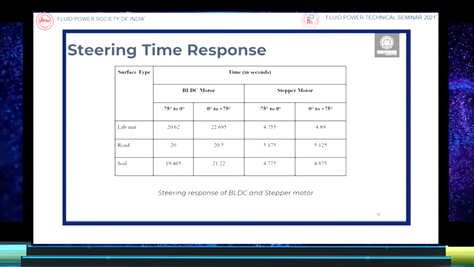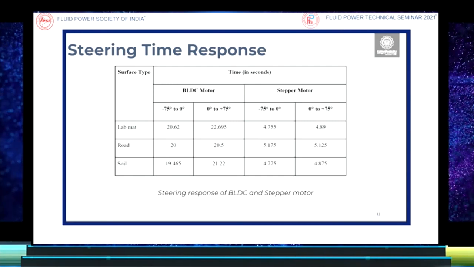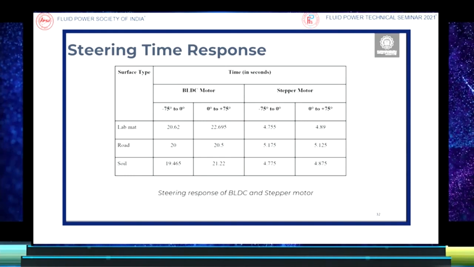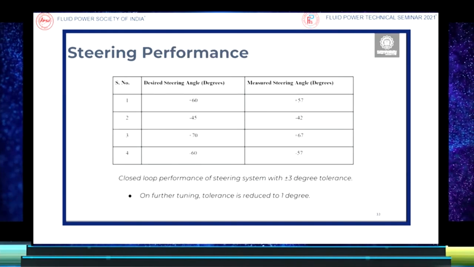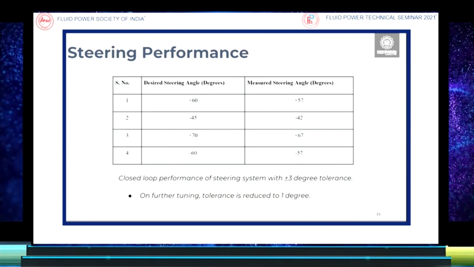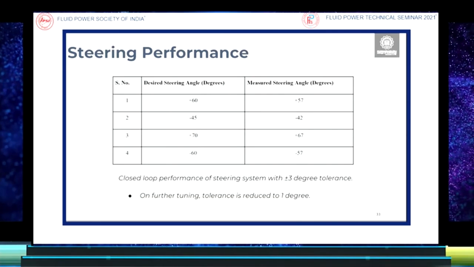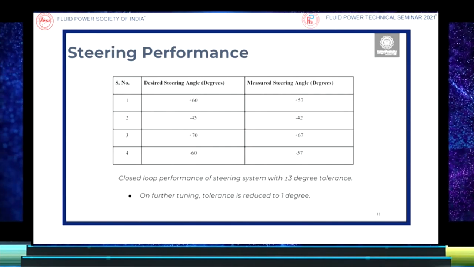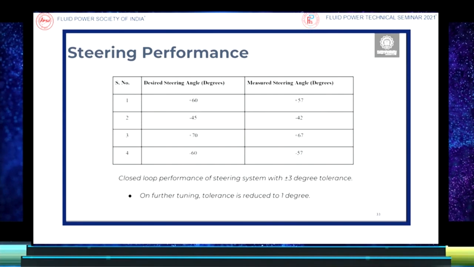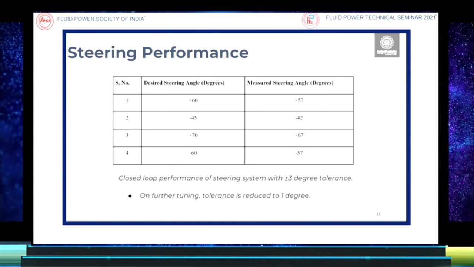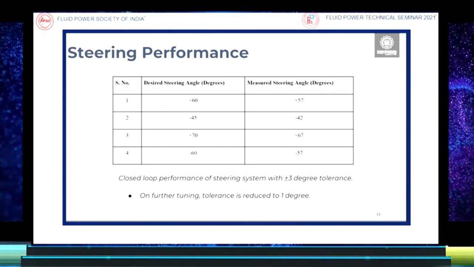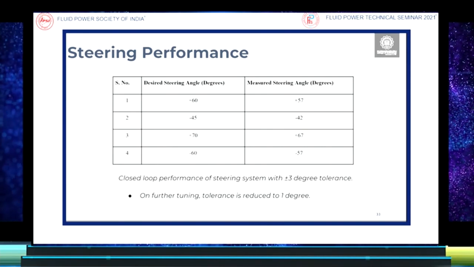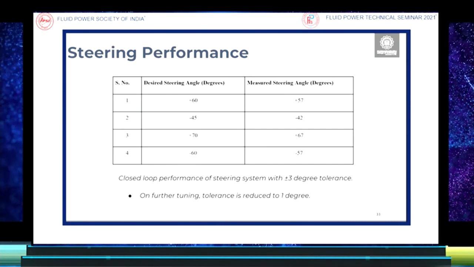So with that response time, 4 seconds or under 5 seconds, we can maintain a straight line, so we don't have much problem. And the steering performance is one thing which we wanted to maintain. If I set 60 degrees as the master control gives, then it has to achieve 60 degrees. So with the tolerance, we initially fixed our steering angle to plus or minus 3 degrees. And as soon as it reaches minus 3 degrees, it stops.